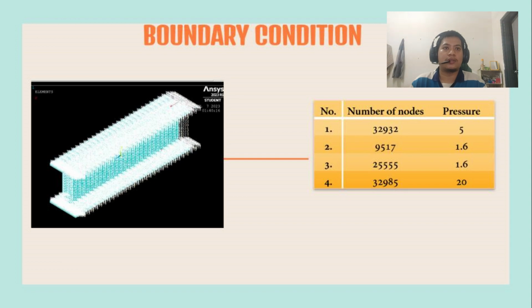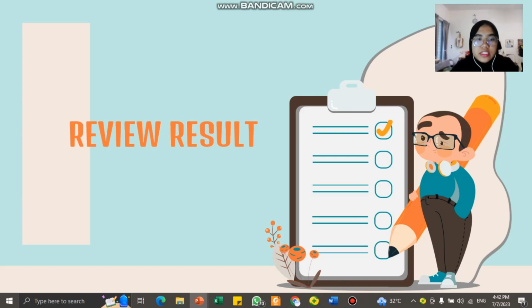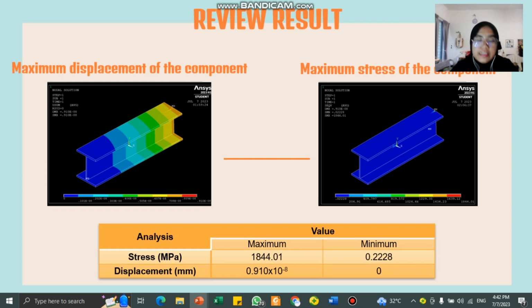The problem is solved using the LS option, and after that solution, the component is displayed in the figure with a red arrow representing the force and a blue arrow indicating displacement. For the review result, the table provides the maximum stress and displacement result for the component.